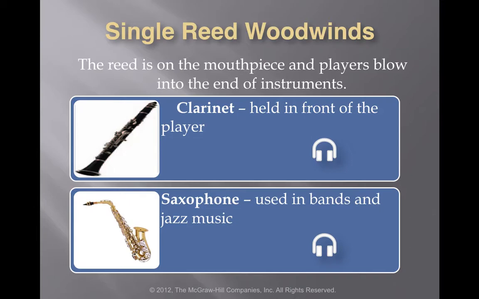Now moving down in ranges, we have the clarinet and the saxophone. These are single reed woodwinds. That means there is one piece of wood against a mouthpiece to create its sound. Here's your example of a clarinet sound.